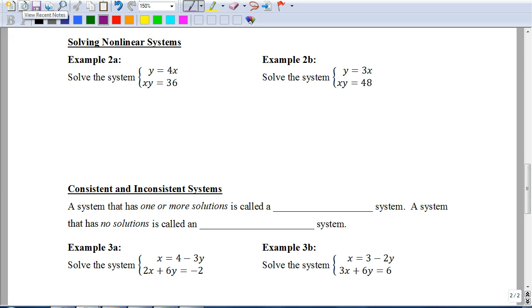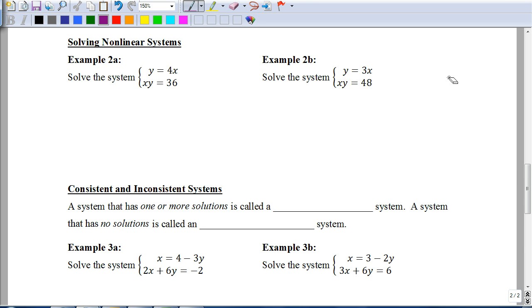Okay, so in our previous lesson, we learned that when we were graphing, sometimes you might have a parabola and a line intersecting it, in which case you'd have two solutions because there'd be two intersecting points. Well, that's how we'd be able to tell, just by looking at the graph, that there's two intersection points. So what does that look like when we're using the substitution method?